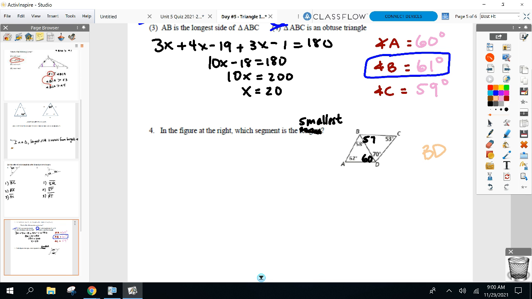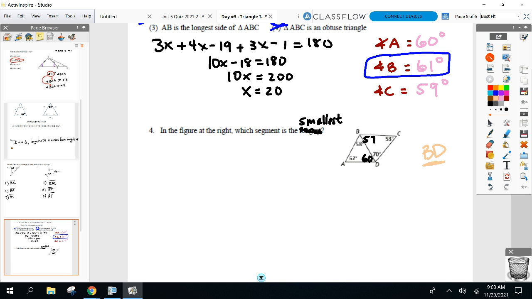Isn't BD the biggest side there? Would everyone agree with that? In triangle ABD, BD would be the biggest side, which means there are two more that are smaller than that. So how can BD be the smallest one overall, if we've already determined that there are two more smaller than it? Does everyone see my thinking before we answer the problem?